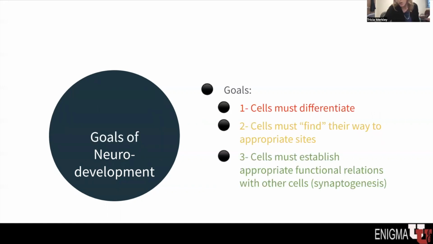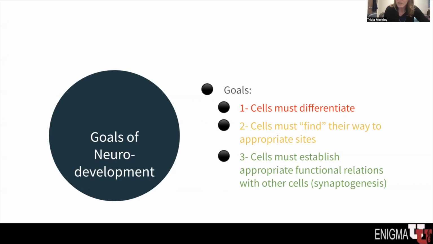So there are three main goals of neurodevelopment. The first is that cells in the nervous system must differentiate. We know that there are different types of cells in the brain and also throughout the body. For example, in the cerebellum, there are Purkinje cells. There are also retinal ganglion cells, each of which has a different structure and function. And so during neurodevelopment, the cells must differentiate into these different types of cells that will support their function as well.